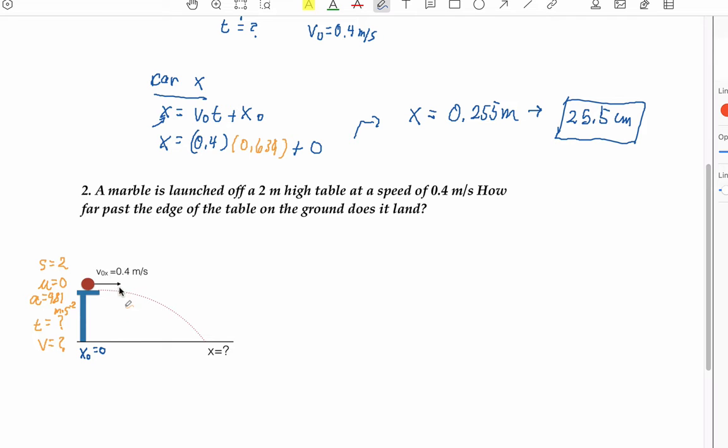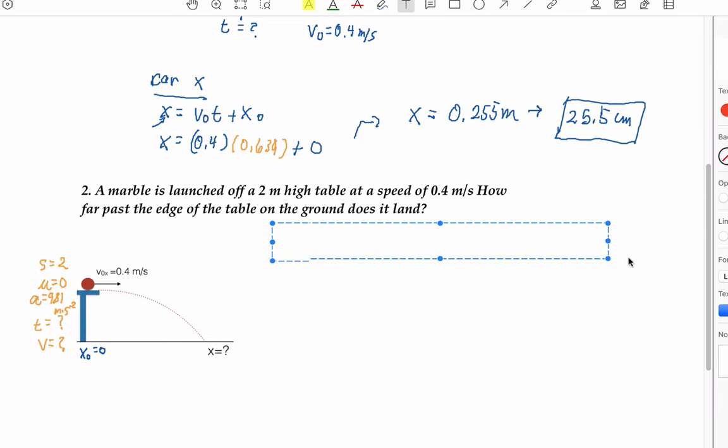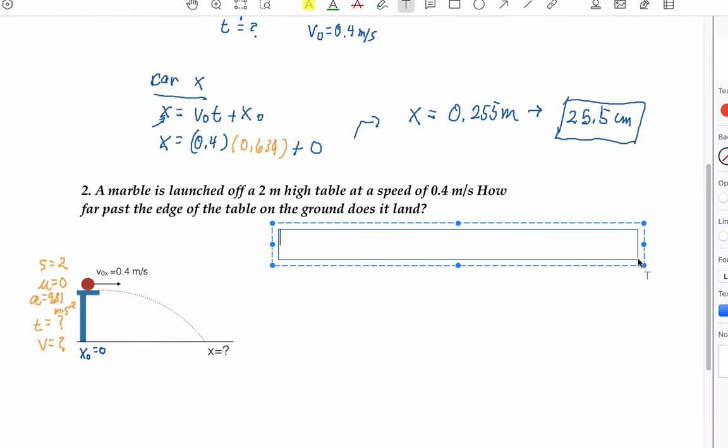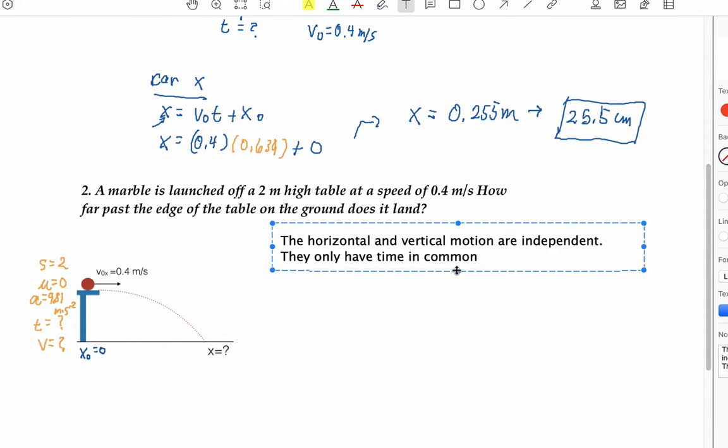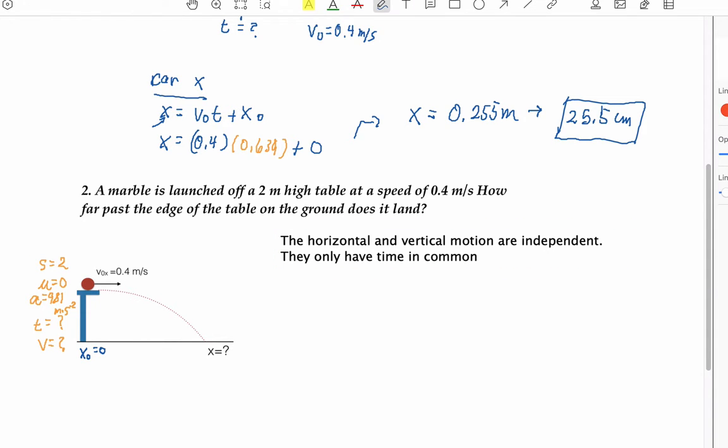It's falling and it's moving horizontally. So this is the big secret to these problems. And I'm typing this, but I want you to write this in your notes. So the horizontal and vertical motion are independent. They only have time in common. And we're going to apply this strange abstract idea very practically to this problem right here. So here's what this means.